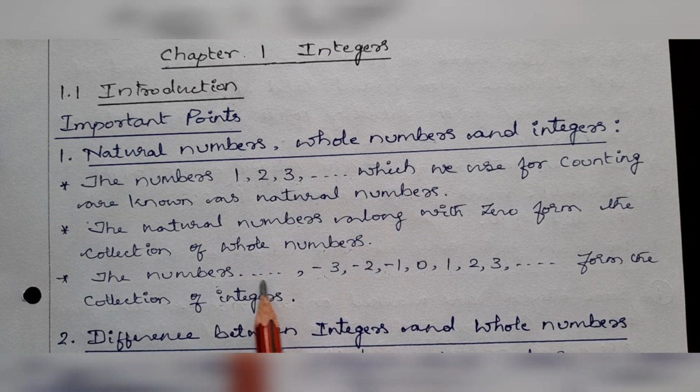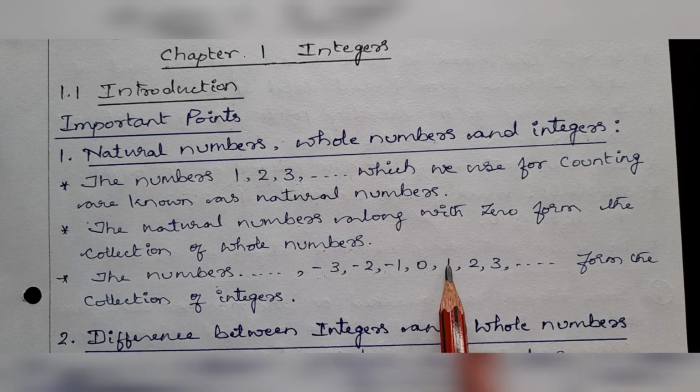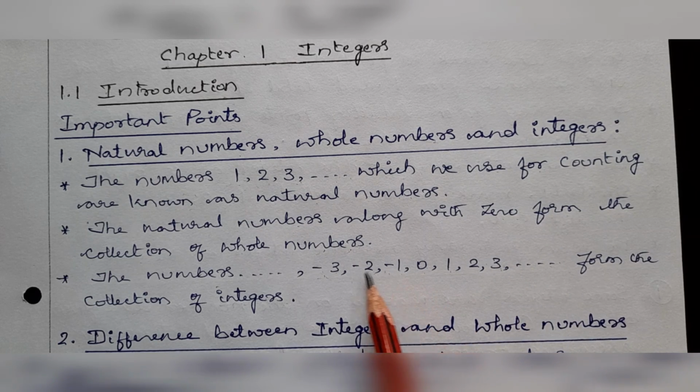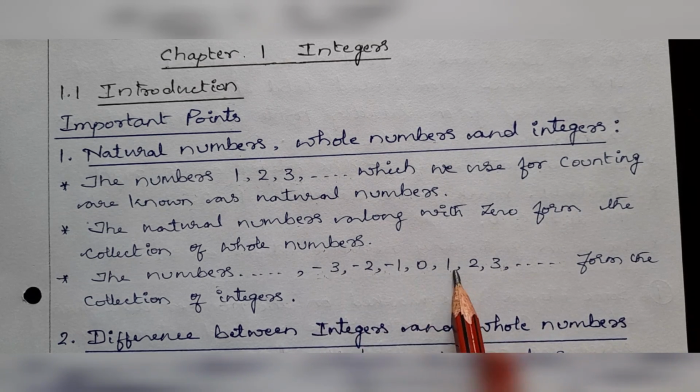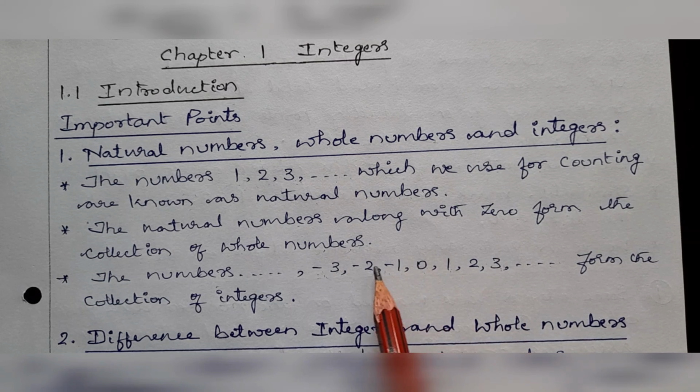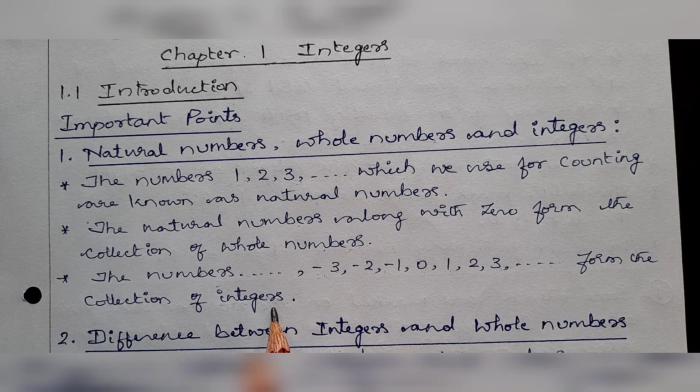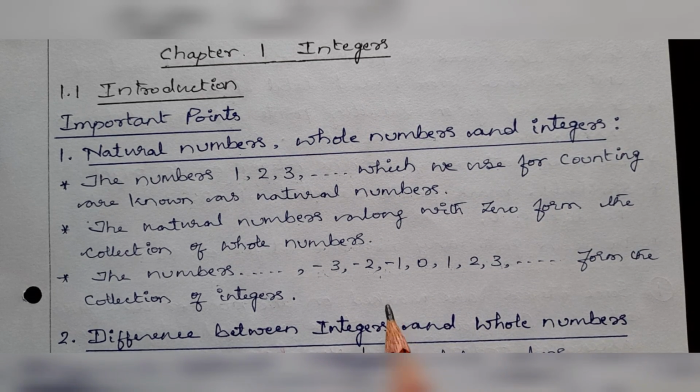The numbers and negative numbers, etc. Minus 3, minus 2, minus 1, 0, 1, 2, 3 and so on, form the collection of integers. So, these are the whole numbers from 0 up to infinity, and these are the negative numbers. Andre positive numbers and negative numbers, jote 0 kuda ide. Gothaitala? So, these we call it as integers. Integers anta heladre positive numbers and negative numbers and also with zero. So, this we call it as integers.